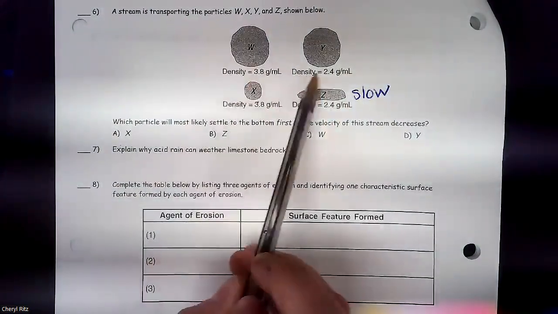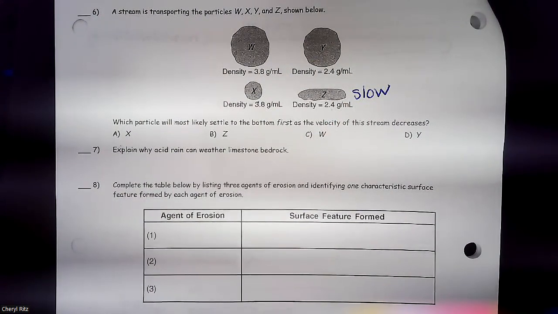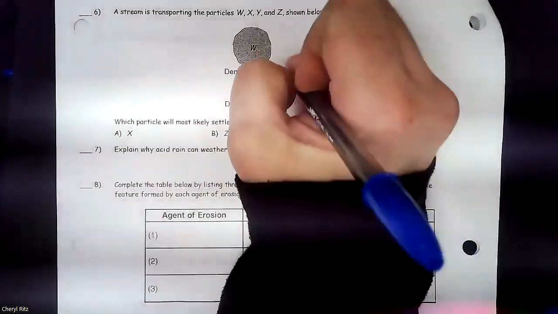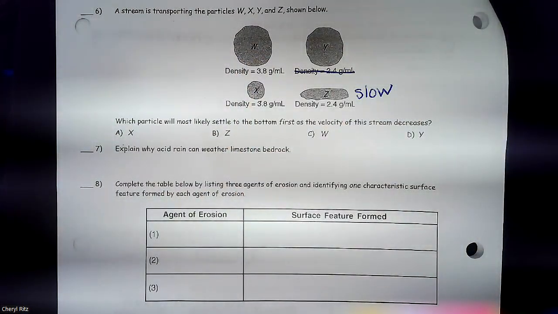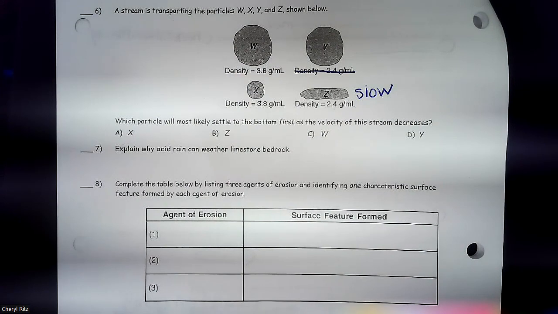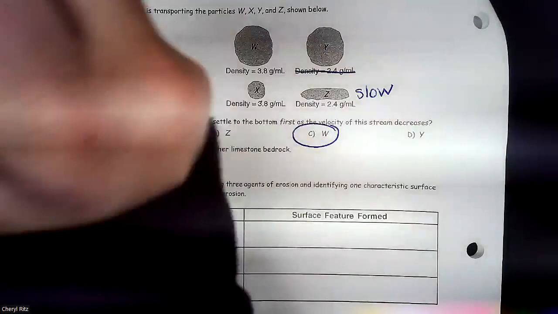What's the difference between these 2? They both look the same size. Density, and which one settles to the bottom faster? Higher density or lower density? Higher density. What about W or X? They have the same density. X is smaller. So which one hits the bottom first? The bigger one or the smaller one? Bigger one. It is going to be W.